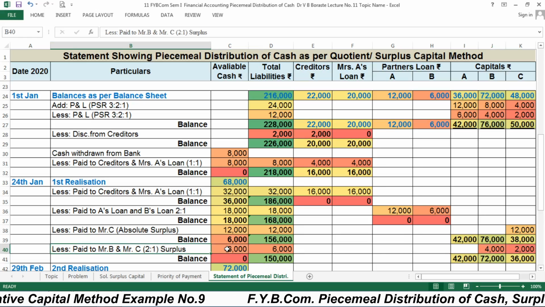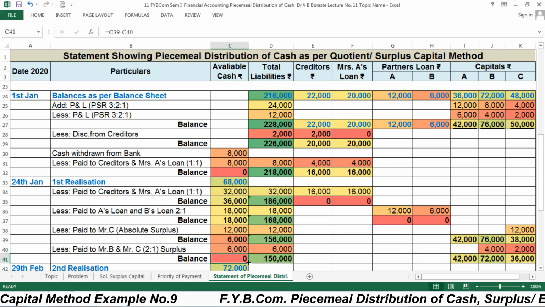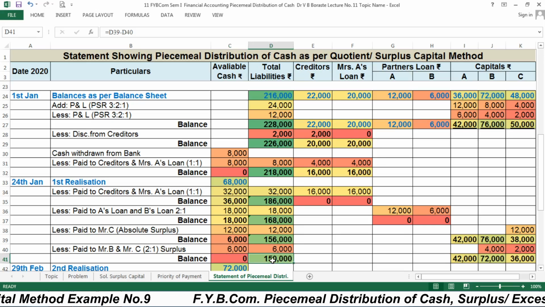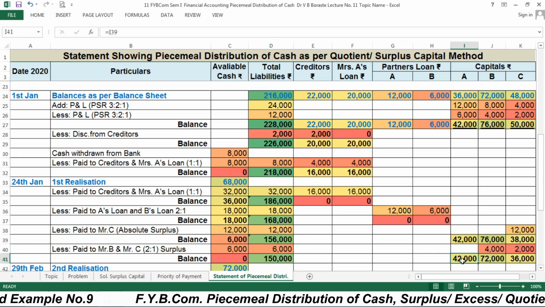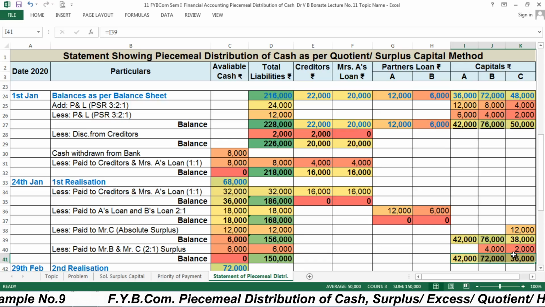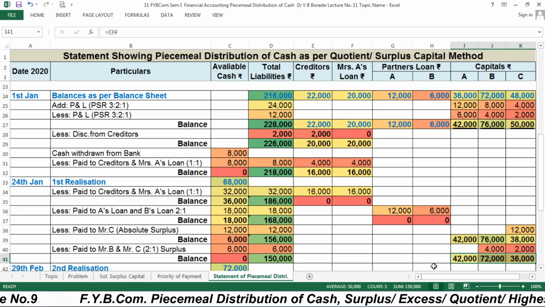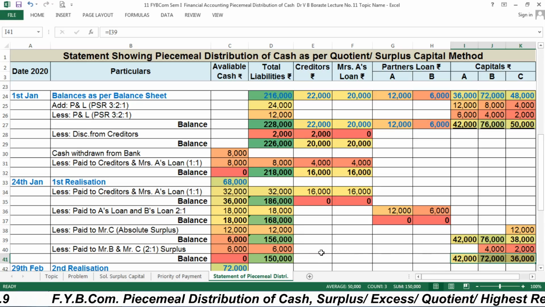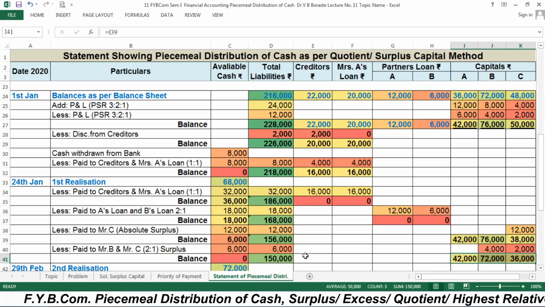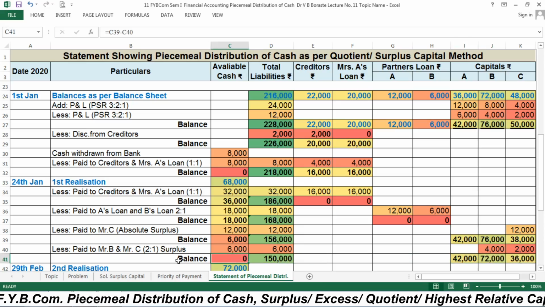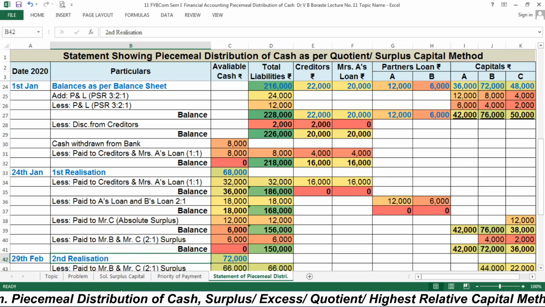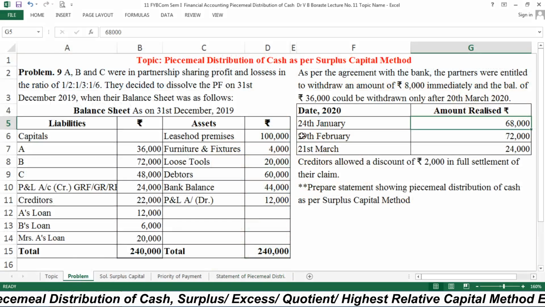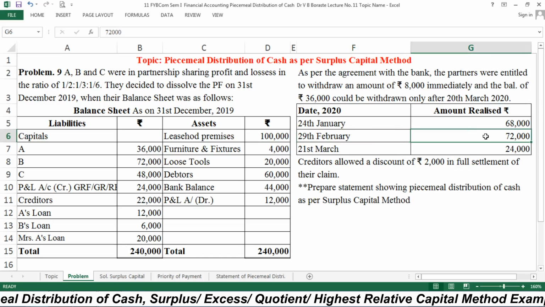After the payment of surplus capital, in our hand there is no cash. So cash is 0. Still we have to pay liability, total liability of 1,50,000. So it is the total of this unpaid liability, that is 42 plus 72 plus 36, that is 1,50,000. Okay. Now cash is finished, so we can call our next realization, which is on 29th of February, that is 72,000. Here you can see on the 29th of February 72,000.